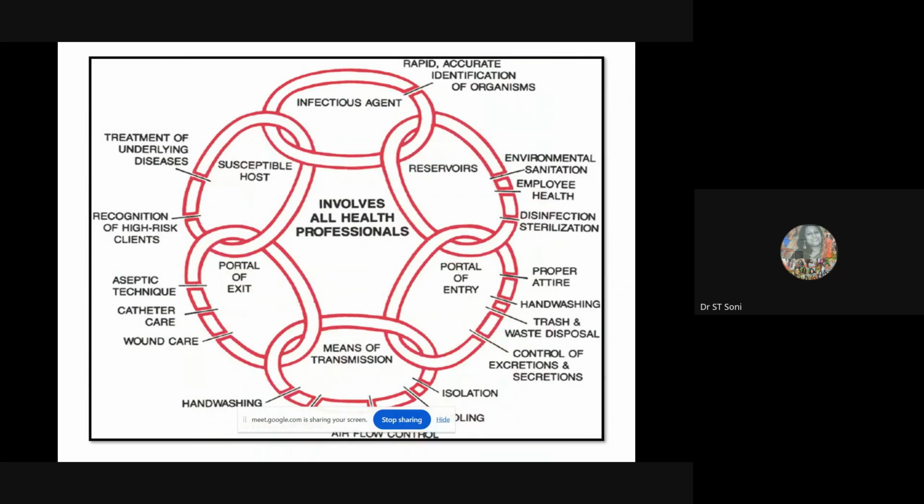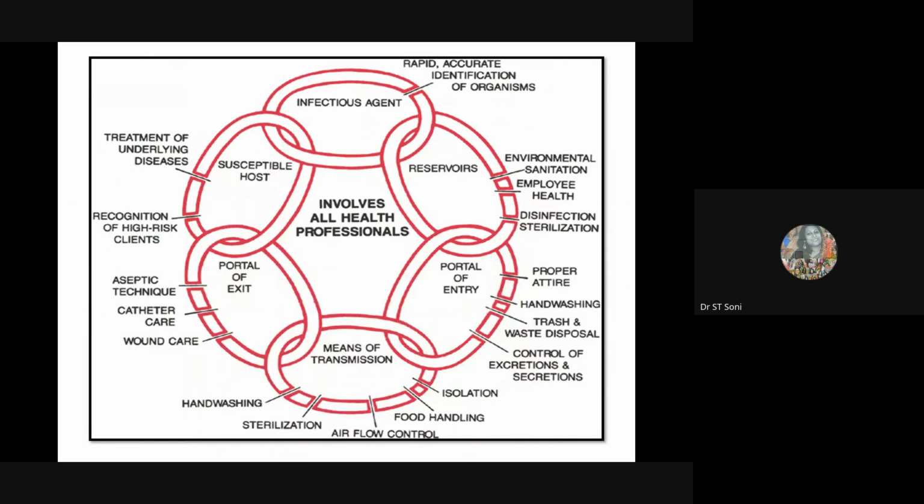The most important part of control is to break the chain of transmission. How can we break the chain of transmission? These are the different links. Infectious agent, host and reservoir, I have already told you. The agent will come out of the patient's body, that is called the portal of exit. These are transmitted through many ways, that is modes of transmission, and the portal of entry, where they can enter inside the body.